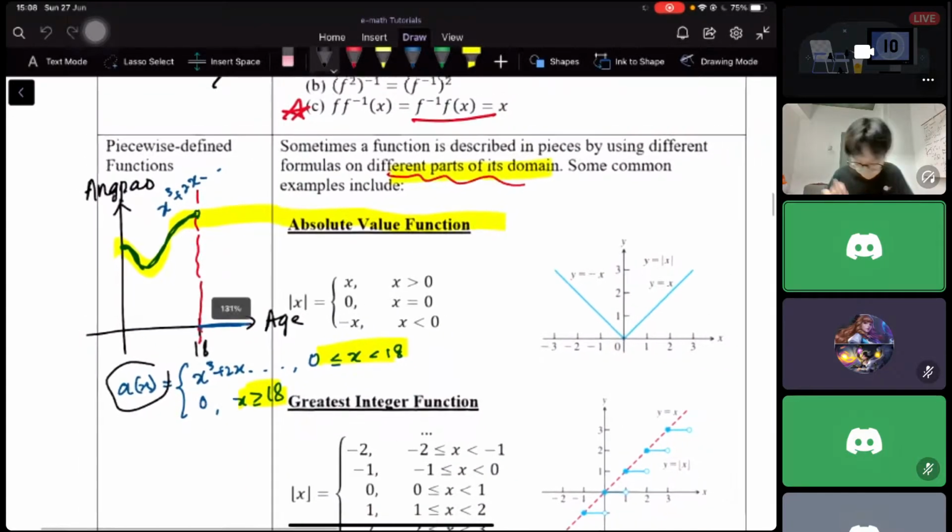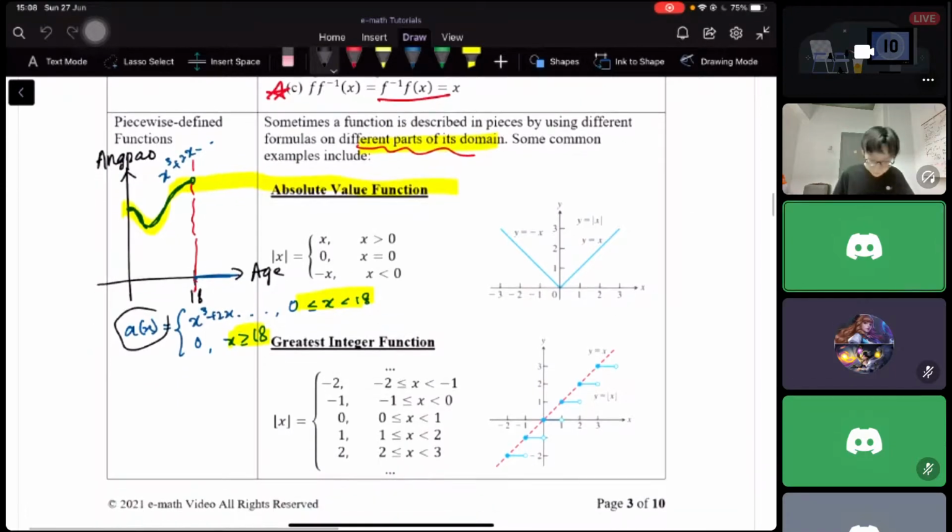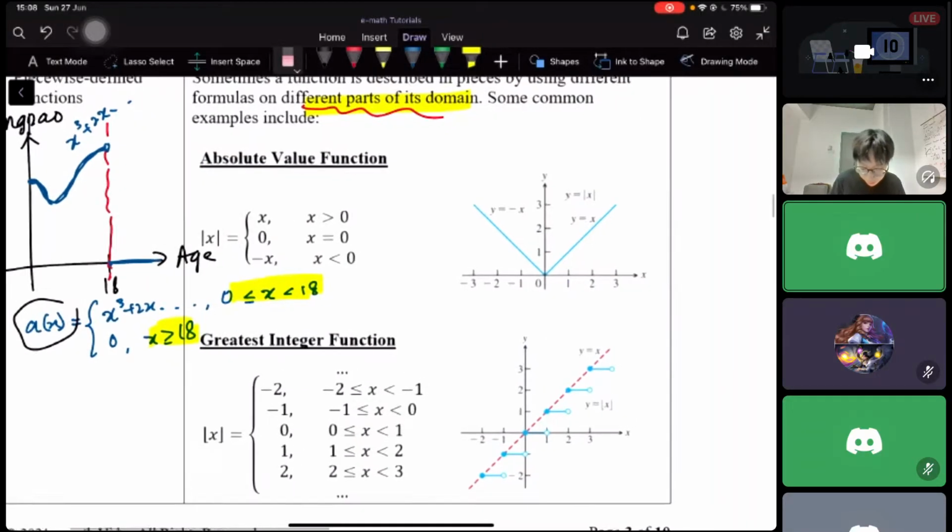And okay, I have 2 more minutes. Okay, so a very, very common piecewise defined function that you should know is the absolute value function, which is like that. When x is positive, then y equals x, right? And this one, okay, actually this is redundant. You can actually ignore this one and give it to one of them.